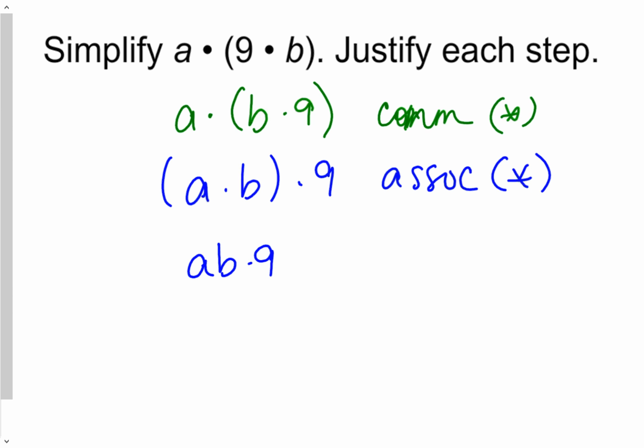Now, this gets a little tricky because when we're multiplying numbers and letters, you want to make sure that when you're writing this out, the number goes first and then the letters come in alphabetical order. So 9 times a times b is 9ab.